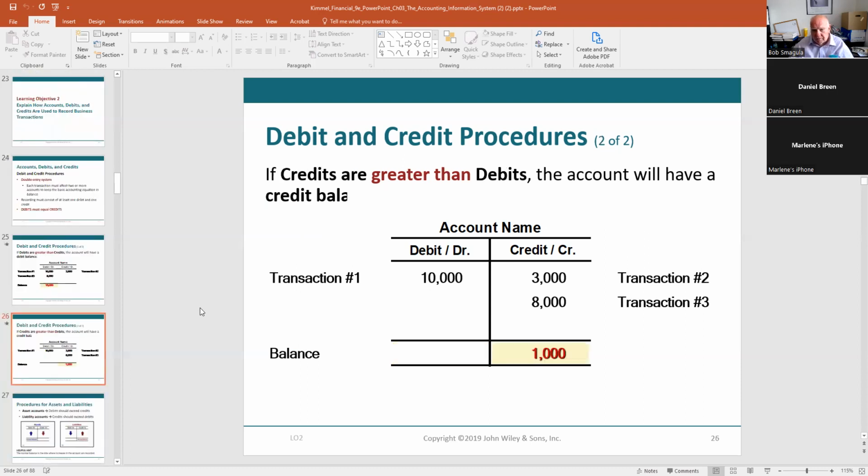If credits are greater than debits, then it has a credit balance. Okay, so this could have been notes payable. Maybe we borrowed money, 3,000, then we borrowed another 8,000, and then we paid down 10. That leaves the balance of $1,000. This is a T account. This is your general ledger. The general ledger is a glorified pair of T accounts.